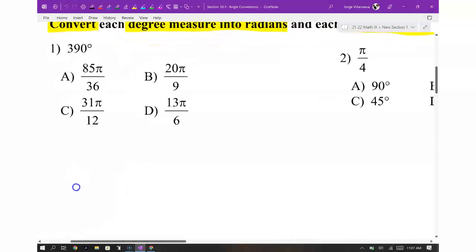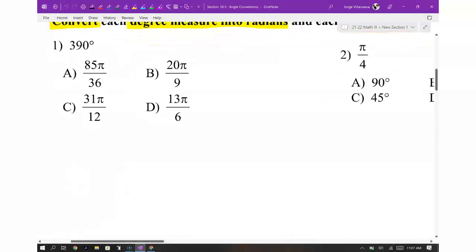Okay? So here we go. Question number 1. It's a degree, right? 390 degrees. So since it's a degree, I want to change it to radians. So 390 degrees times, now to convert to radians, you use pi over 180 degrees.